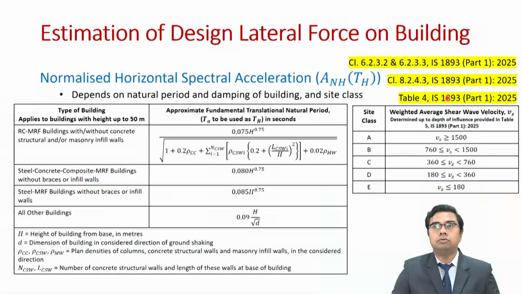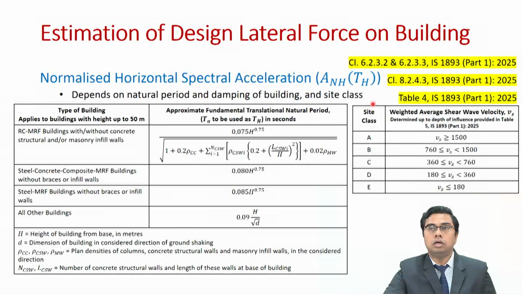Now let us look into the quantity ANH, that is the normalized horizontal spectral acceleration. It depends on natural period and damping of the structure as well as the site class. So the code gives expressions for approximate fundamental translational natural period which is to be used to obtain the value of ANH. There are expressions available for reinforced concrete, steel and other buildings.